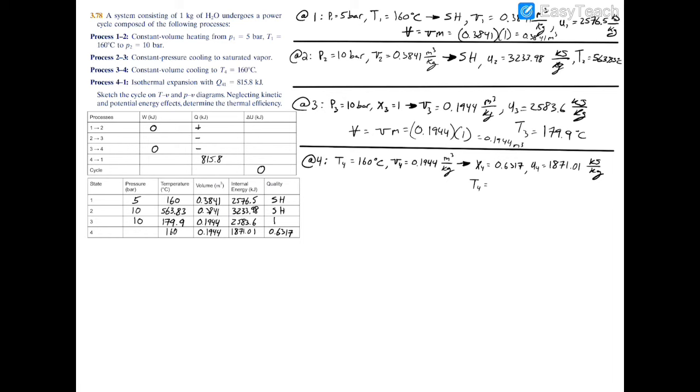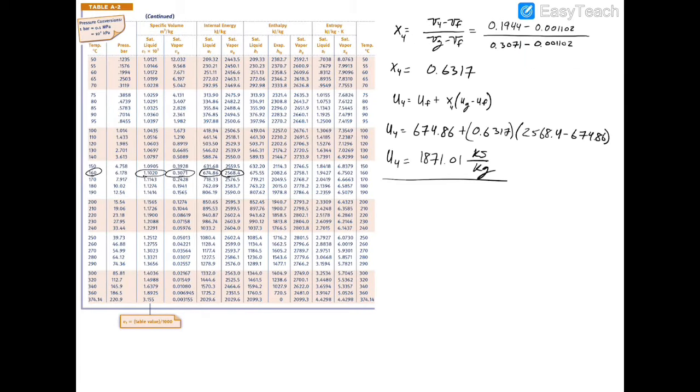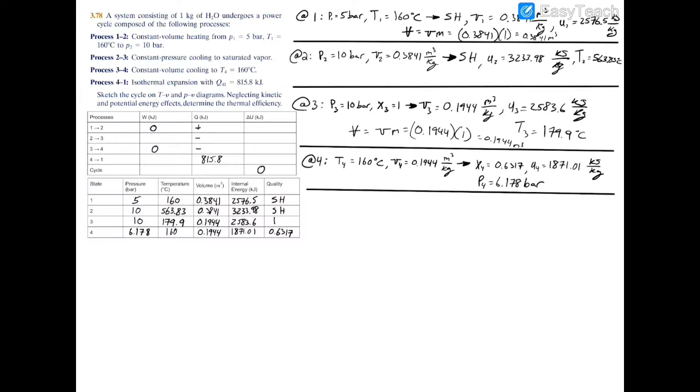Now the last thing that we're missing is the pressure at state 4, which, again, since we were in the saturated table, just means that our pressure 4 is 6.178 bar. So now that we've solved for all of the properties of each state, we can find the work, heat transfer, and change in internal energy of each process. And this is nothing more than repetitively using the first law of thermodynamics. At process 1 to 2, the change in internal energy from 1 to 2 is equal to the heat transfer from 1 to 2 minus the work from 1 to 2.